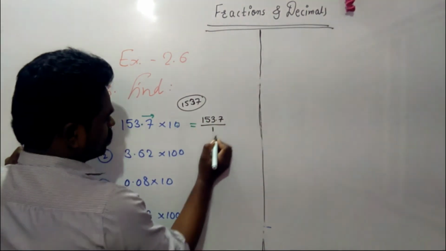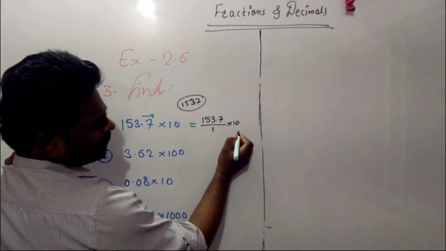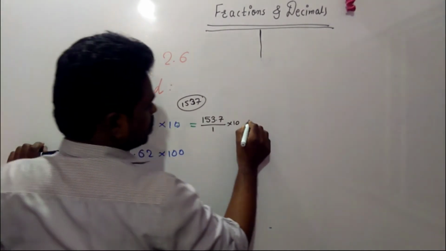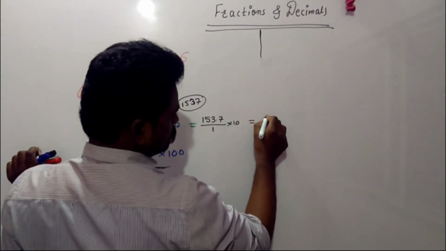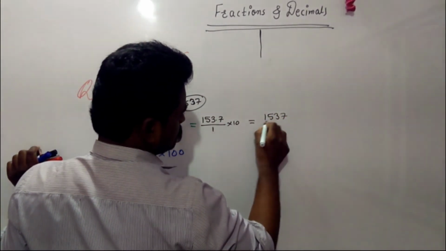153.7 divided by 1 into 10, no problem. So it is equal to, this is 1537.